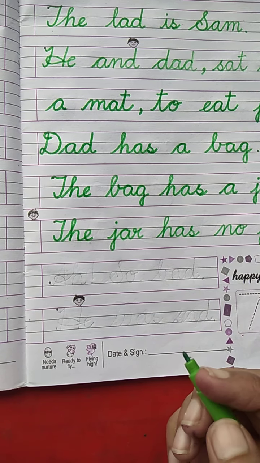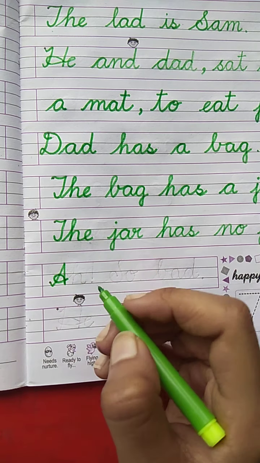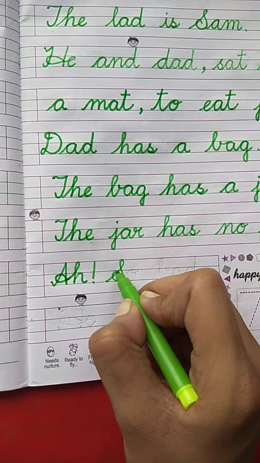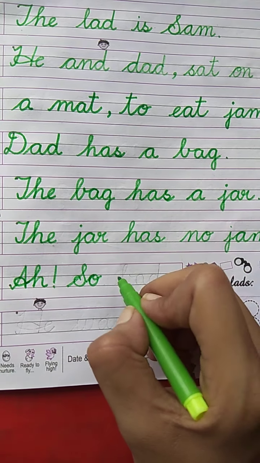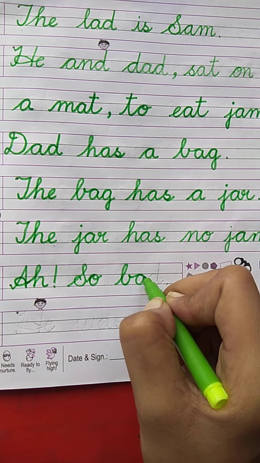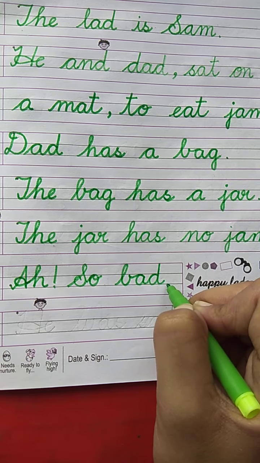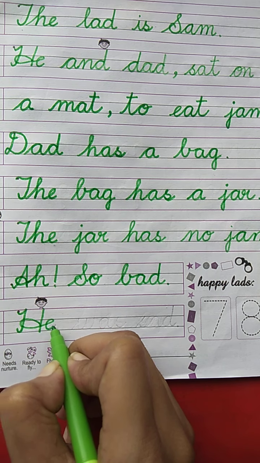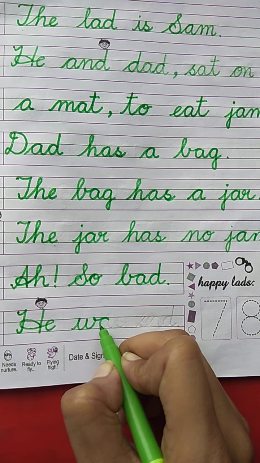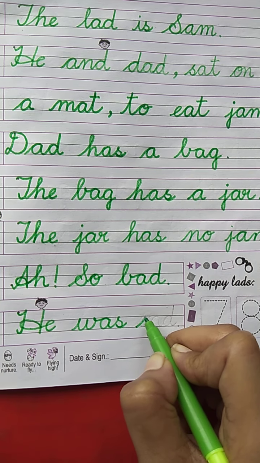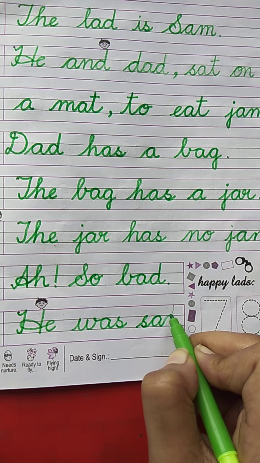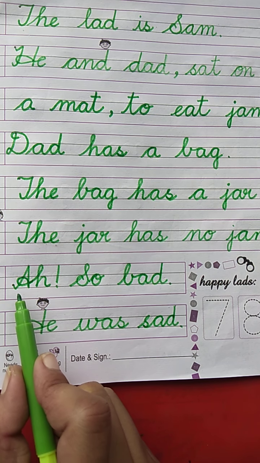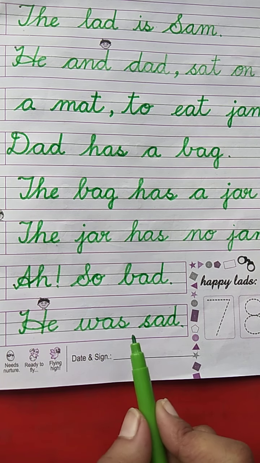Come on the next. Write with me. A. Speak with me. H. S. O. So. B. A. D. Bad. And full stop. Again, come on the next. H. E. He. W. A. S. Was. S. A. D. Sad. Full stop. He was sad. Speak with me. So bad. He was sad.